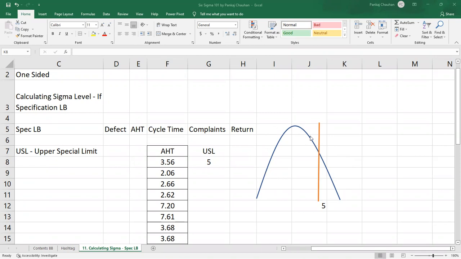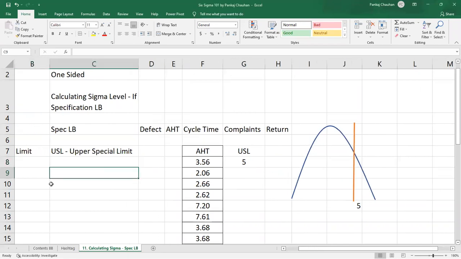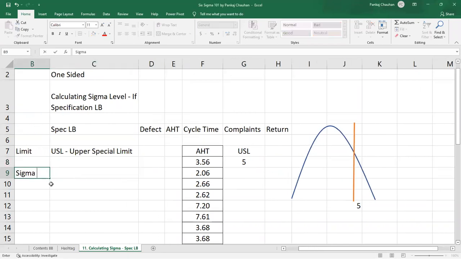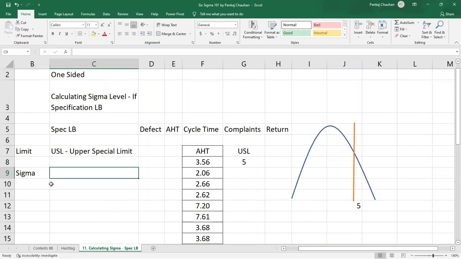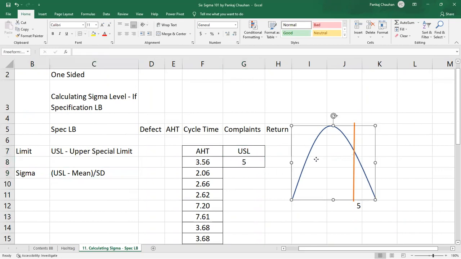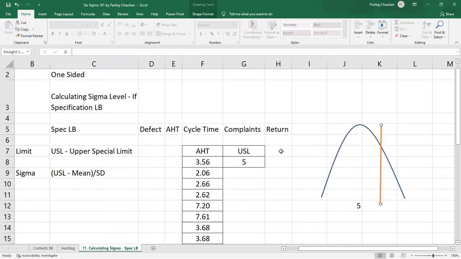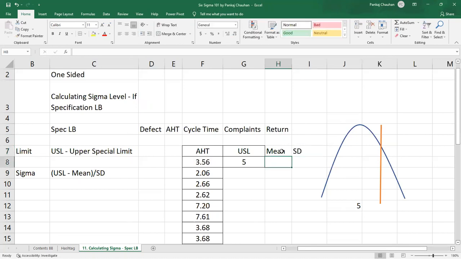So first let's find out the sigma. What is the sigma of this? When you have the upper specification limit, the formula for sigma is equal to the upper specification limit, because that's what we have, minus the average value, divided by the standard deviation. So for this, I need the standard deviation, I need the USL, which I already have, and I need the average value. Just shifting this a little bit to the right side, here I am calculating the average of the data, and here is my standard deviation of the process.